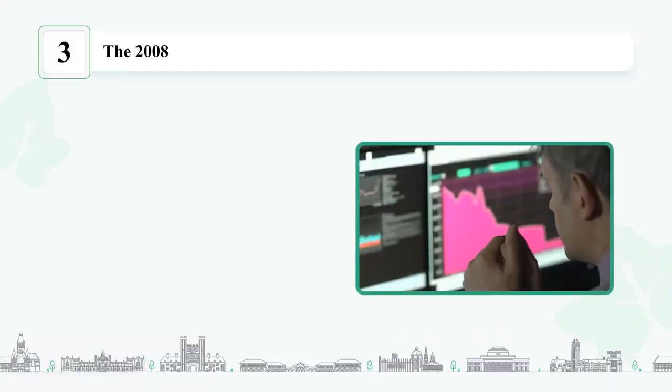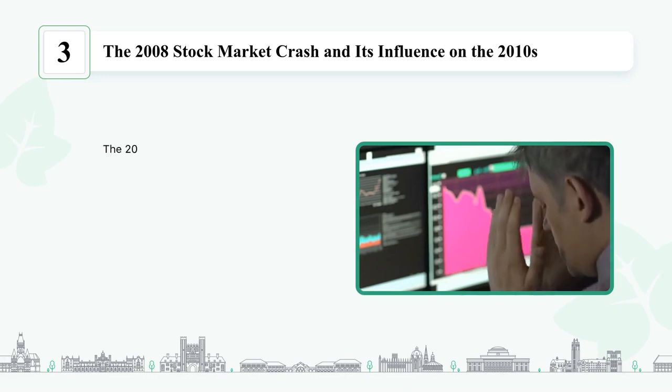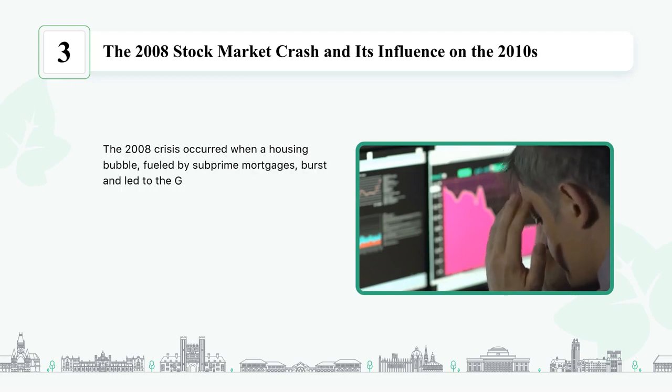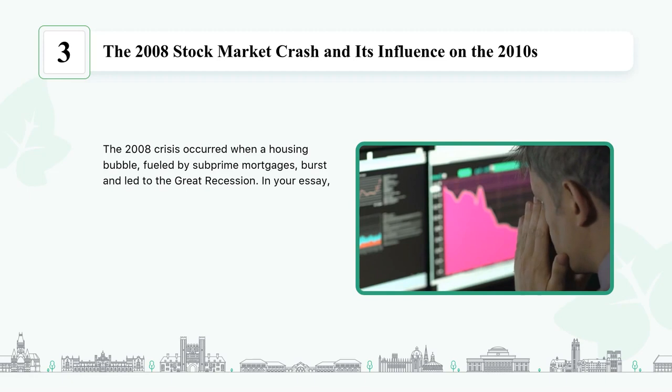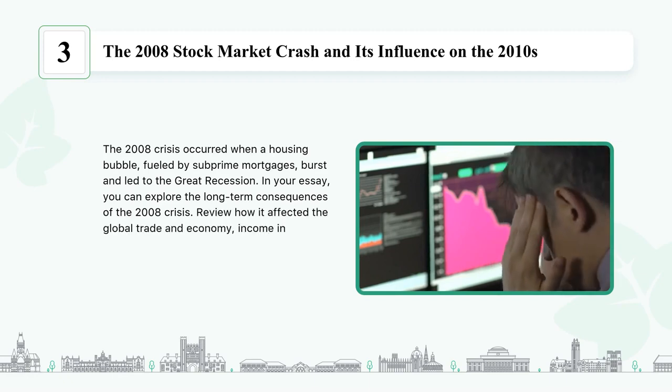The 2008 stock market crash and its influence on the 2010s. The 2008 crisis occurred when a housing bubble, fueled by subprime mortgages, burst and led to the Great Recession. In your essay, you can explore the long-term consequences of the 2008 crisis. Review how it affected the global trade and economy, income inequality, and migration patterns.